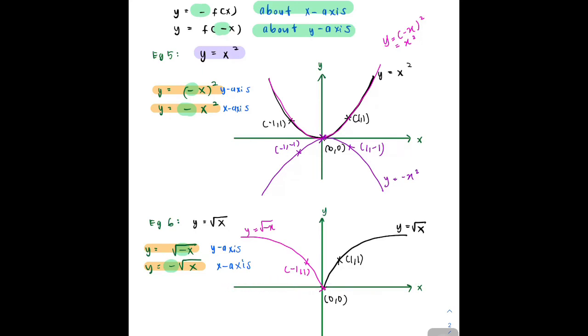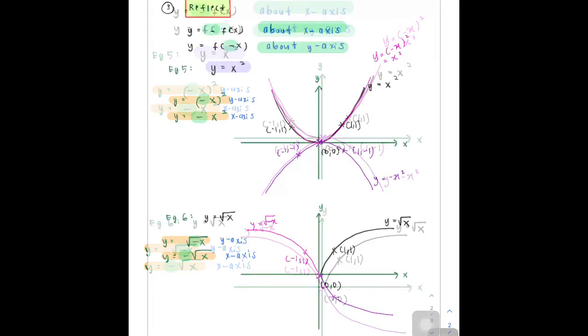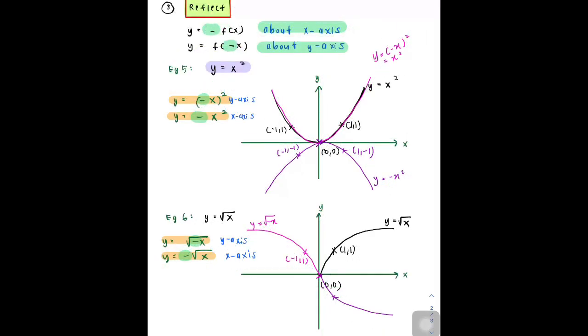So now let's draw the new graph reflecting about the x-axis. So the coordinate 0, 0 here will stay the same, and this 1 here, when you reflect down, will be 1, minus 1. So now let's label this as y equal to minus square root of x.